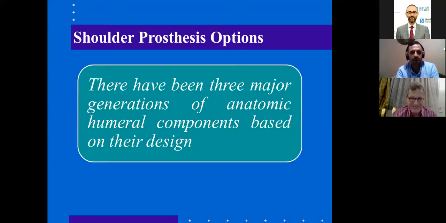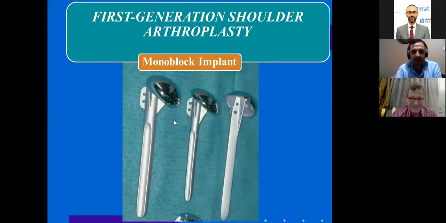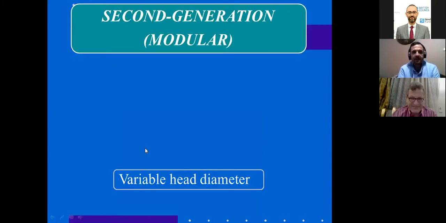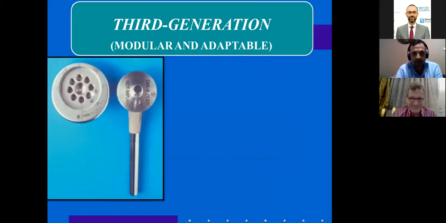As a historical review, we have three major generations of anatomic humeral components based on their design. The first generation of shoulder arthroplasty was a monoblock implant with different sizes of heads and different lengths. Then we got a second generation, which is modular with variable head diameters, so we have two pieces, stem and head. Third generation, which is modular and adaptable.